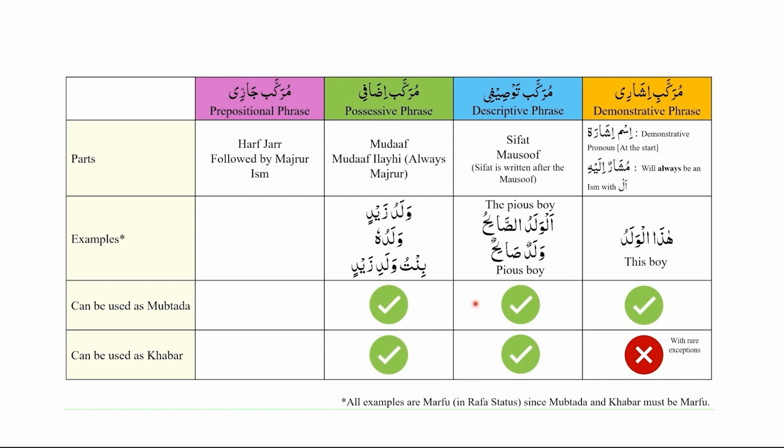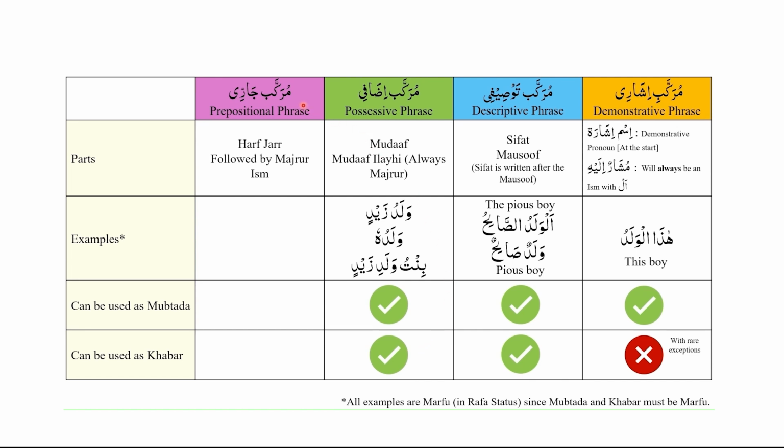To recap, murakkab ishari can be used as mubtada in Jumla Ismiyah. It cannot be used as khabar with rare exceptions. Murakkab tawsifi can be used both as mubtada or as khabar in Jumla Ismiyah. Murakkab izafi can also be used as mubtada or as khabar in Jumla Ismiyah.